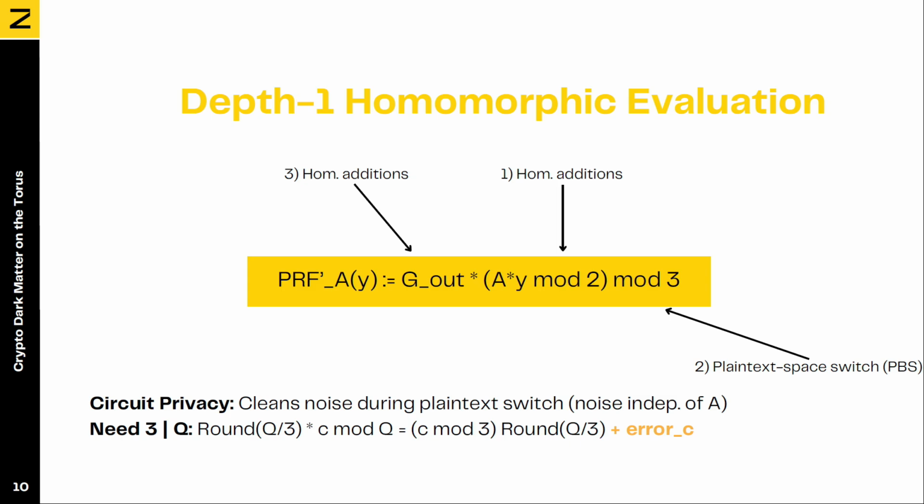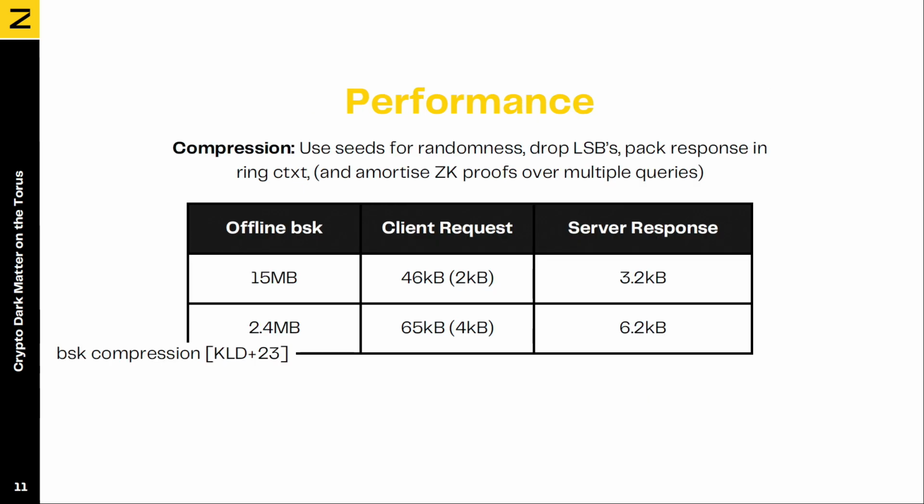OK, so a few things to note, a few details. The circuit privacy actually happens during the PBS. It doesn't happen at the end of the homomorphic evaluation, at least using the techniques we propose. In which case, we need that Q, the modulus Q, is divisible by 3. Otherwise, basically, the final ciphertext might leak intermediate values.